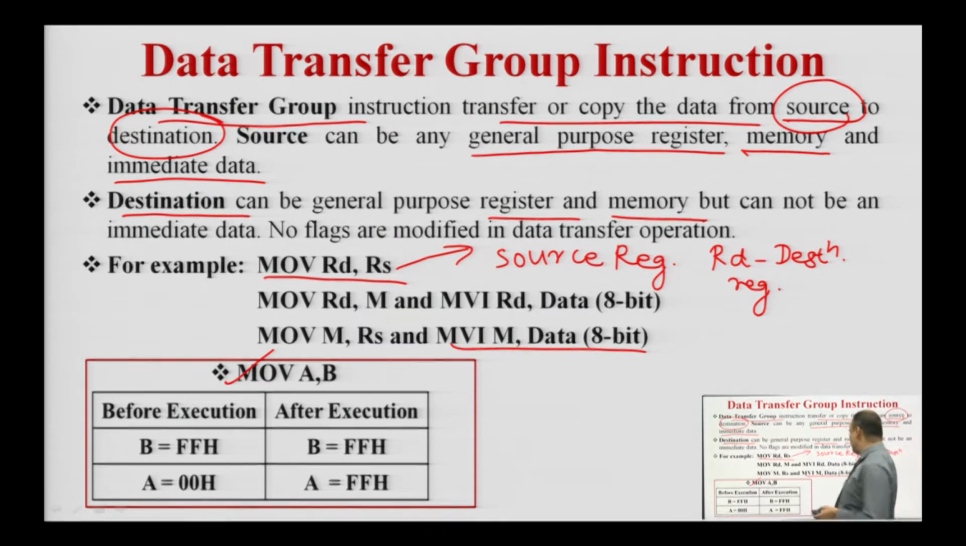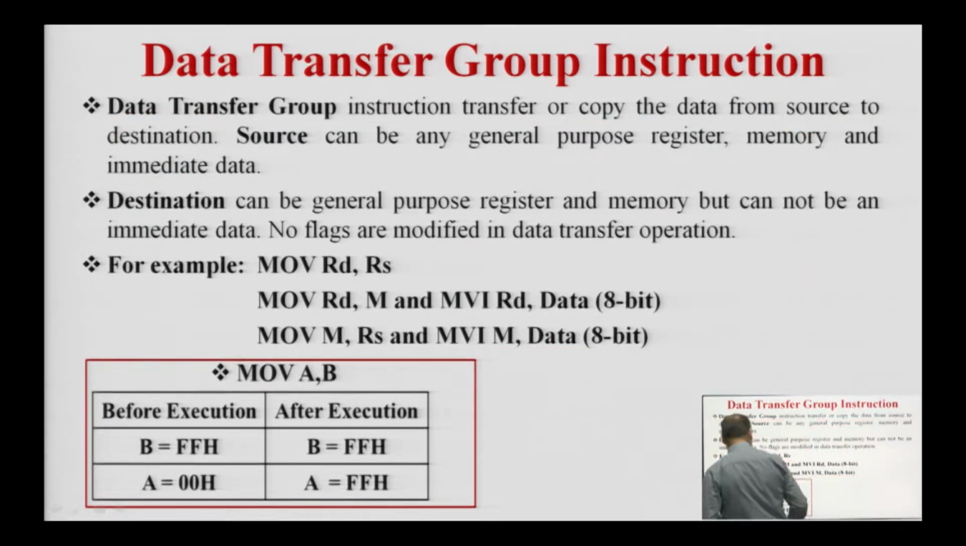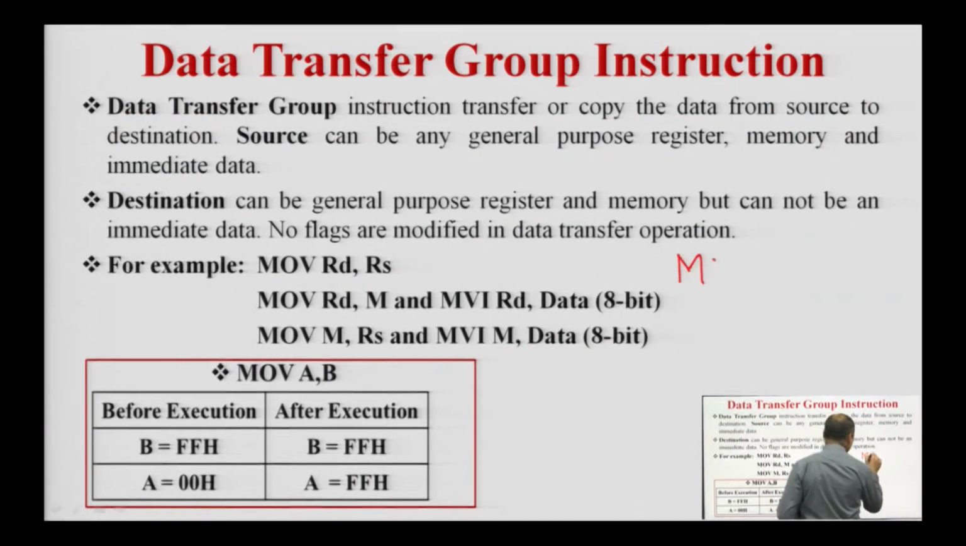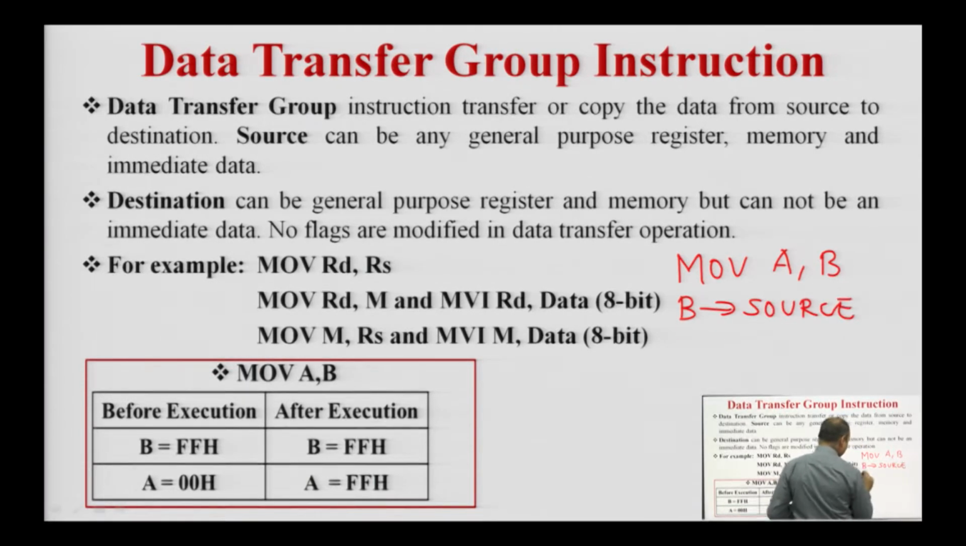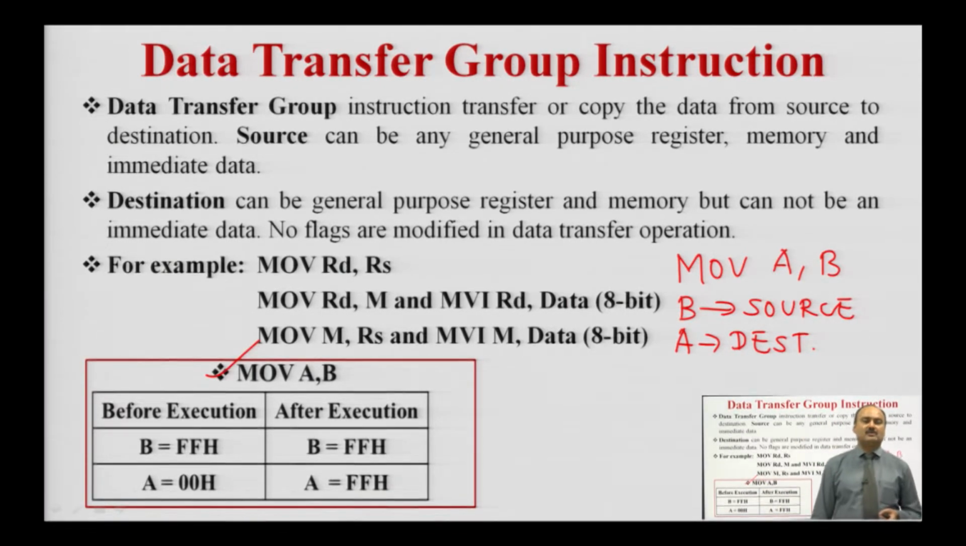In this instruction, MOV A, B, the B register acts as the source register and the A register acts as the destination register. So, whenever the microprocessor executes this instruction, MOV A, B, it will copy or transfer the data from the source register, which is the B register, into the destination register.